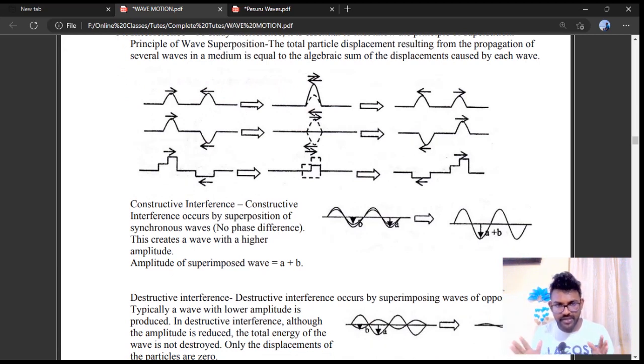When there's no phase difference, we say they are synchronized waves. The two waves are synchronized, so they have the same phase. In that case, the amplitude of the superimposed wave is A plus B. Let's say one wave has the amplitude A, the other wave has the amplitude B. So you can just add them together. Then the superimposed wave has an amplitude of A plus B. We call this constructive interference, right? Remember that word, constructive interference.